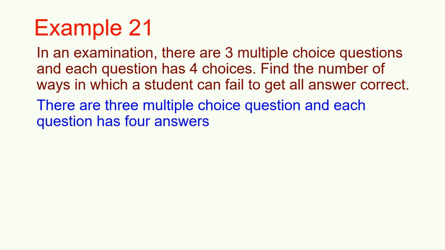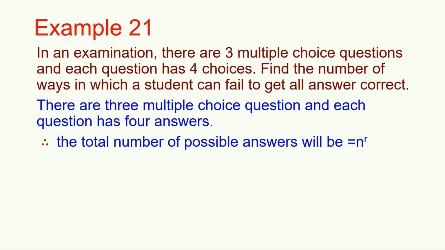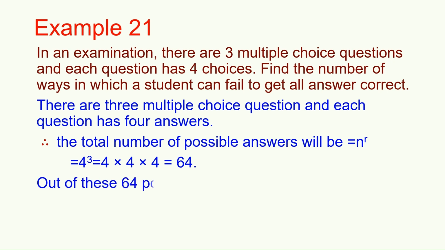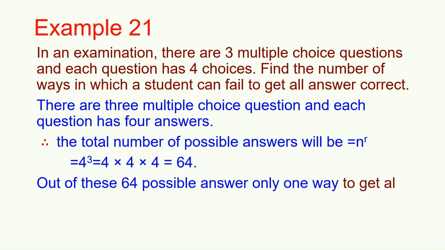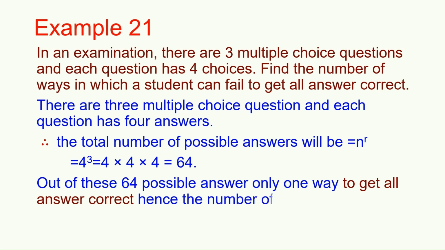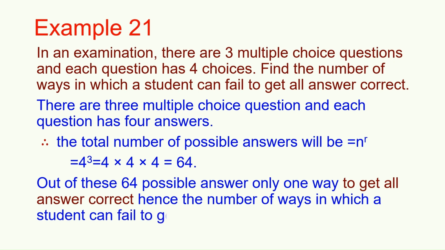There are 3 multiple choice questions, and each question has 4 answers. Therefore the total number of possible answers will be n to the power of r, which is 4 cubed, equal to 4 times 4 times 4 equals 64. Out of these 64 possible answers, only one way gets all answers correct. Hence, the number of ways in which a student can fail to get all answers correct is 64 minus 1, equal to 63.